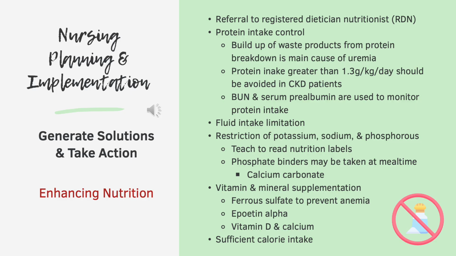Dietary protein should come from high-quality sources, like lean meats and eggs. We also need to monitor serum prealbumin and the BUN levels to help evaluate whether protein intake is sufficient or if it's excessive. Inadequate protein can lead to muscle wasting, while excess protein can worsen uremia.